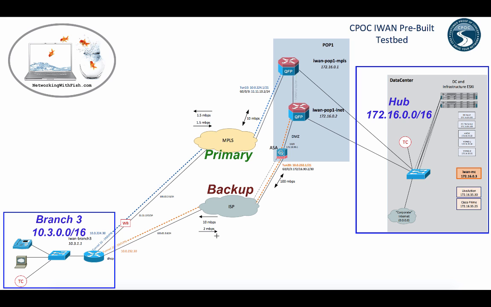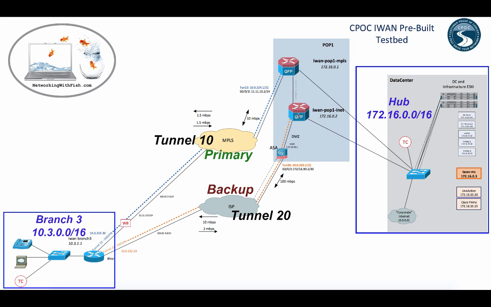Again, in your environment, you probably have a primary and a backup. In our environment, tunnel 10 is the MPLS primary. It is tunnel 10 right down here from branch 3 up to the DMVPN head end up here, IWAN-POP1-MPLS. And it is tunnel 20 from down here into the ISP, up through the ASA and up here to IWAN-POP1-INET. I'm actually doing EIGRP in this environment, both over the DMVPN as well as up in the hub.